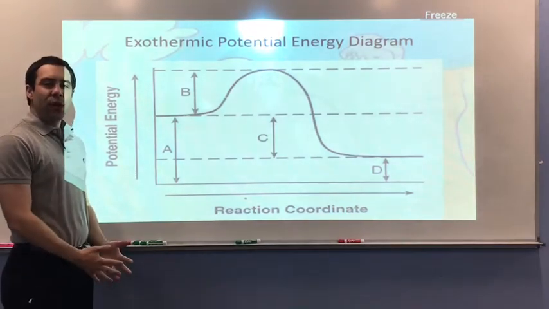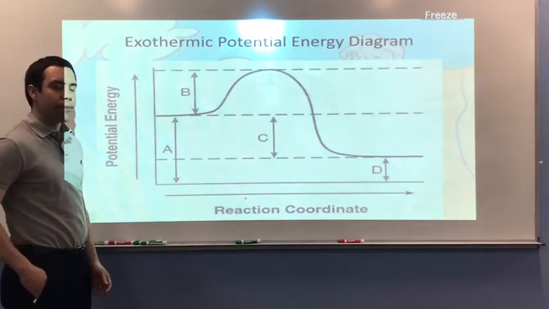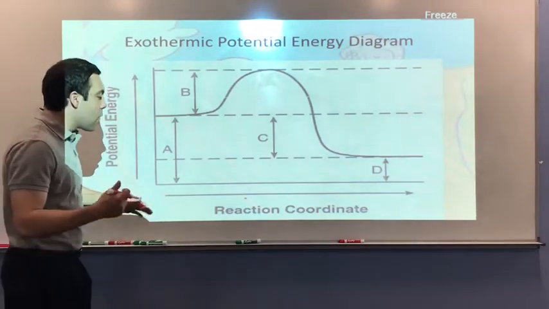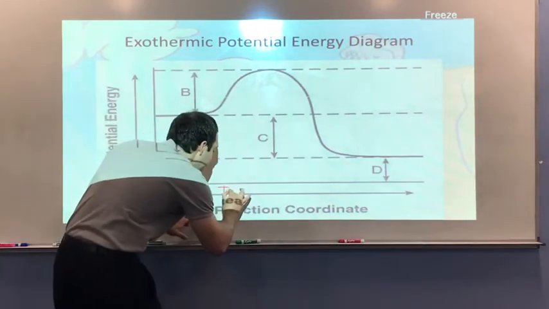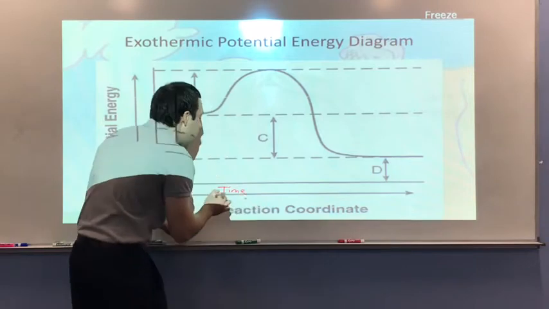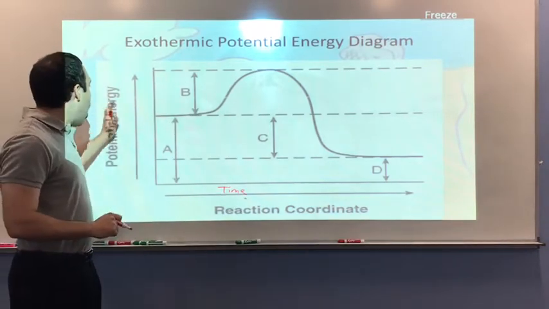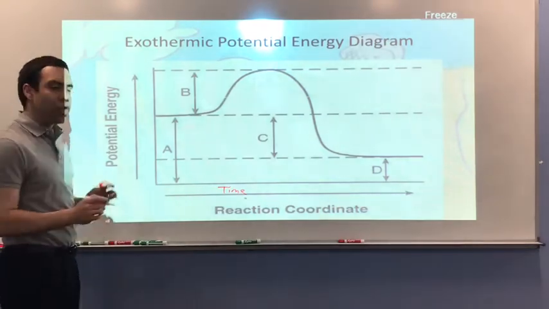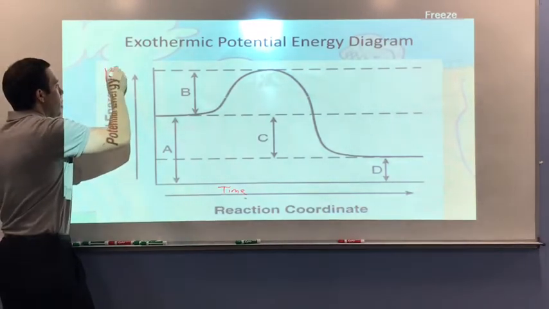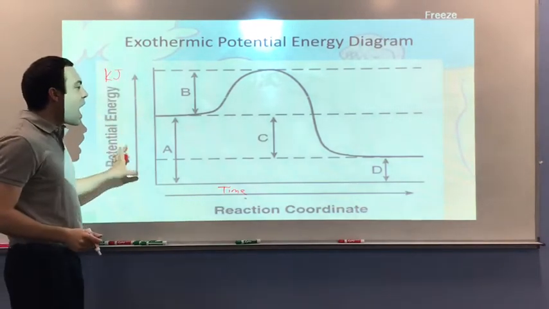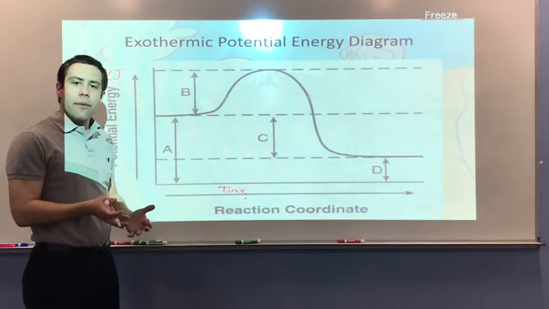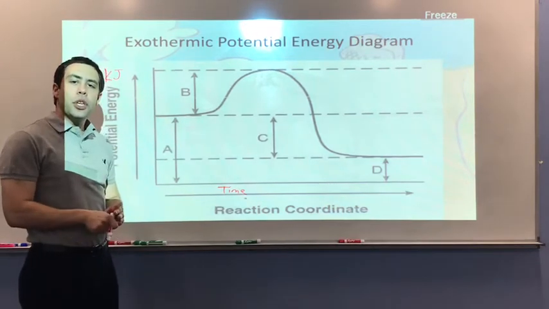Here we have an exothermic potential energy diagram. On the x-axis, we have time. That could be in minutes, seconds, hours, doesn't matter. On the y-axis, we have potential energy. That is measured in kilojoules. And on this diagram, we have certain letters. We'll go through each one.